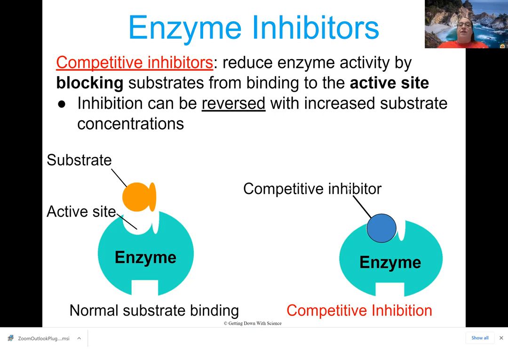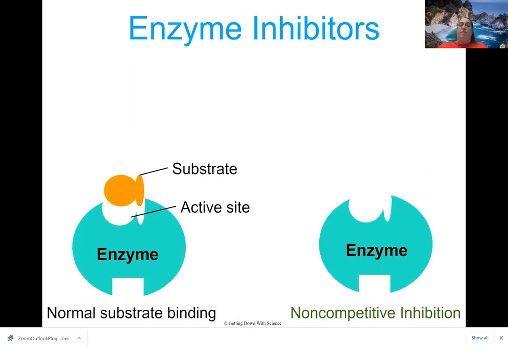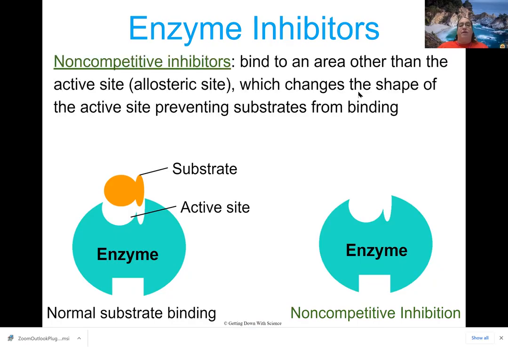So a competitive inhibitor, notice here we've put a molecule in that's blocking part of the active site, and if that's blocked, the other one cannot fit properly. So it bounces off and bounces off. Here we've got our substrate and active site again, and we have what we call a non-competitive inhibition. Non-competitive inhibitors are going to bind to an area other than the active site. We call that an allosteric site. That will change the shape of the active site, preventing substrates from binding.